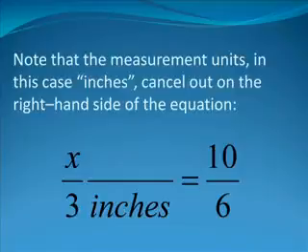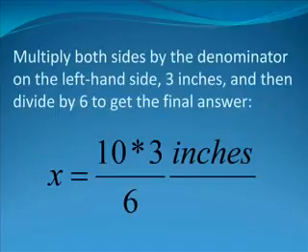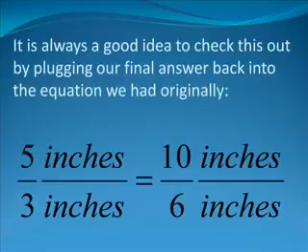Then we have x divided by 3 inches is equal to 10 over 6. The measurement units must cancel out on the left-hand side of the equation as well. For this case, the final answer must be in inches. Multiply both sides by the denominator, that is the bottom part of the fraction or ratio on the left-hand side, 3 inches, and then divide by 6 to get the final answer. X is equal to 10 times 3 inches divided by 6. And that simplifies to x equals 5 inches.